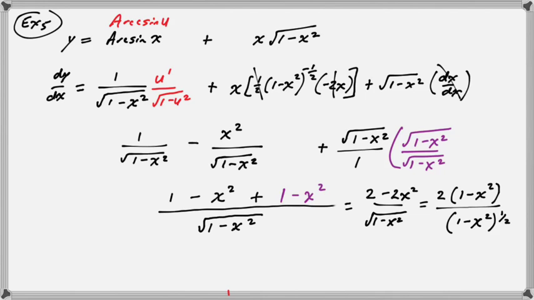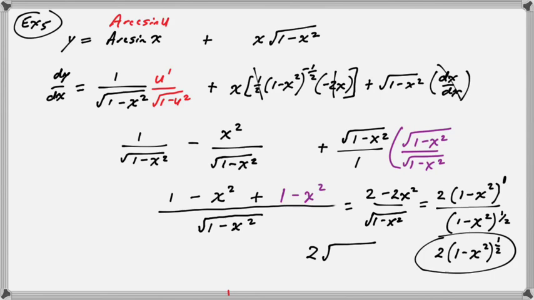What do you do with exponents when you divide? You subtract. So what do you have? What is 1 minus 1/2? 1/2. So the answer should be dy dx equals something like this.